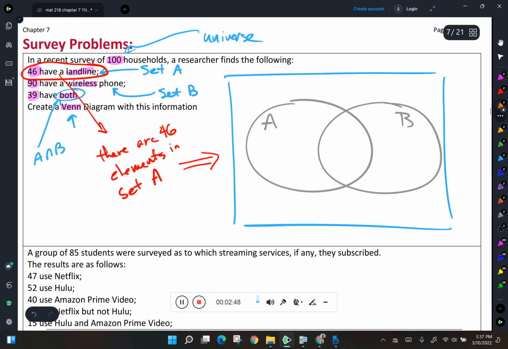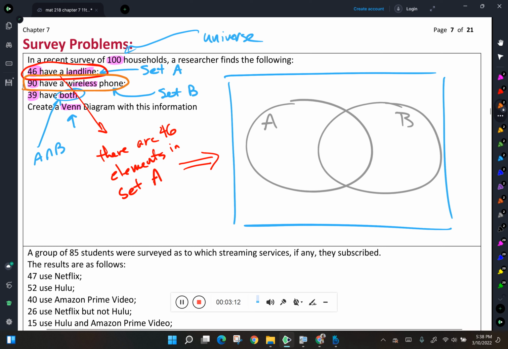And if you think about it, that same issue is going to exist with this problem right here, that there are 90 in set B. Is it 90 here, 0 there? Is it 89 here, 1 there? Is it 88 here, 2? I don't know. And I can't tell from that statement. And that's where Venn diagram problems get really tricky.